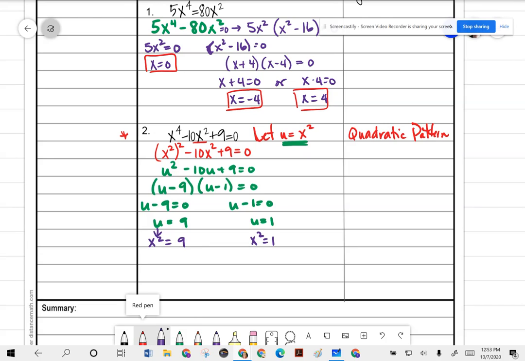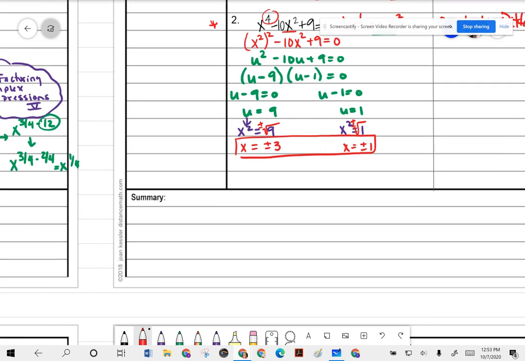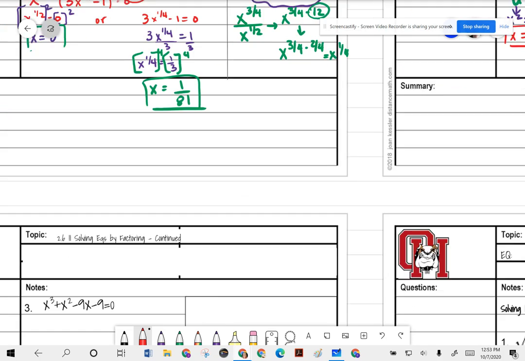And if we were to take the square root of that, we would have x is equal to plus or minus 3, and x is equal to plus or minus 1. If you take the square root, remember you have to add that plus or minus. So in this case, we have those 4 answers. And so that's another way to tie back to a polynomial. Whatever your highest degree is, that's how many answers you should have when you solve for x.